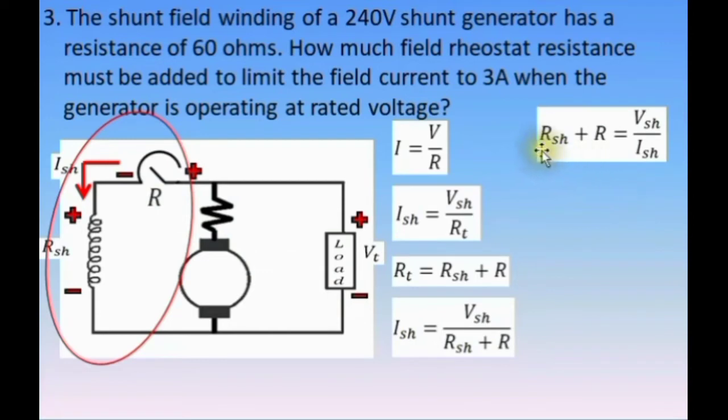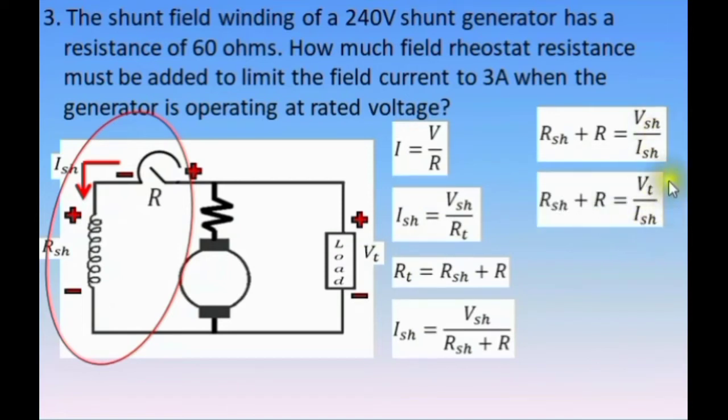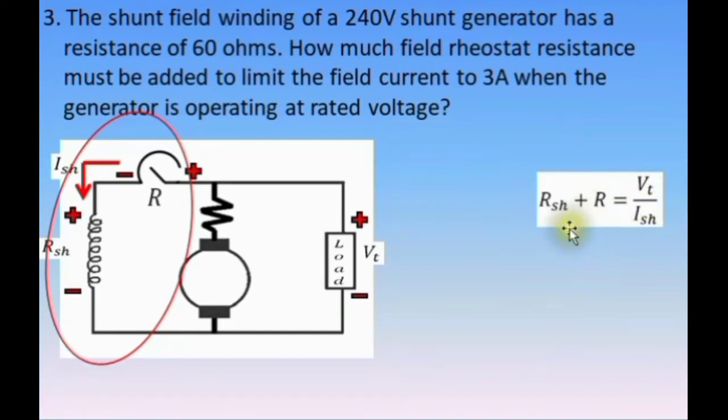So we have RSH plus R equals VSH over ISH. And we already know that the voltage across the shunt field circuit is equal to the terminal voltage. So therefore we have terminal voltage divided by the shunt field current on the side of the equation. This is the equation that we will use in order to determine the resistance of the rheostat.